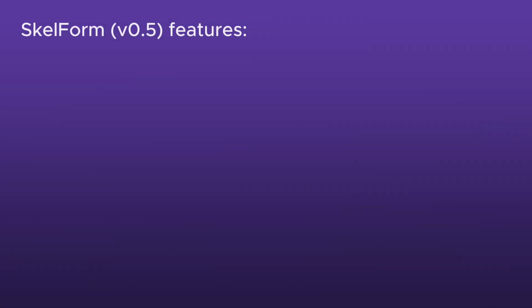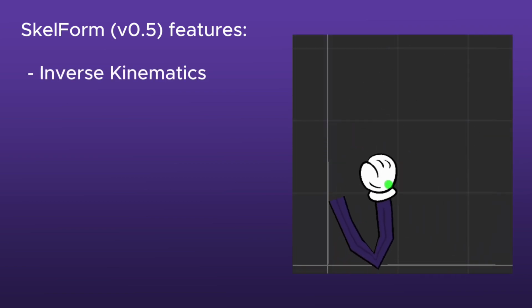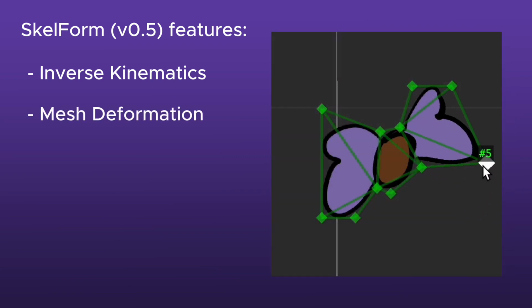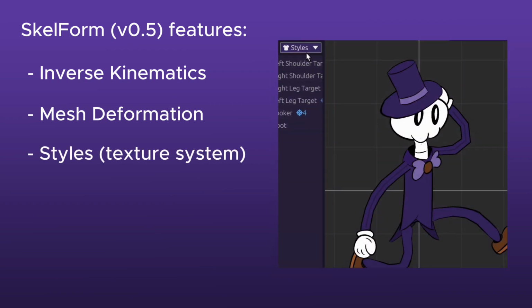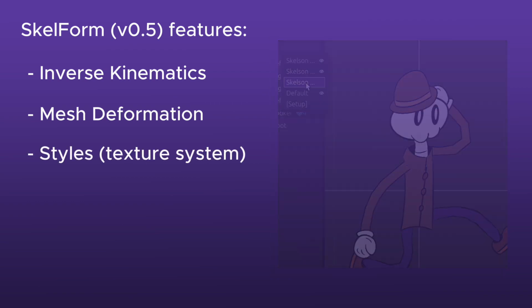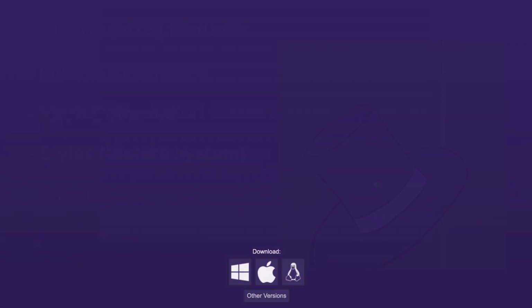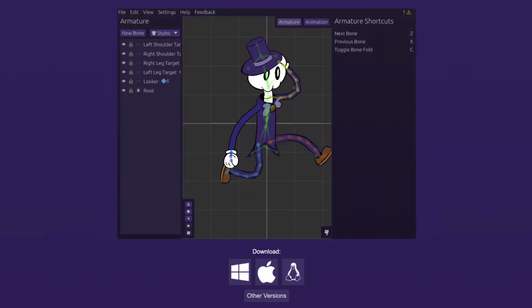But what features does SkelForm support? As of making this, SkelForm has inverse kinematics with clockwise or counterclockwise constraints, mesh deformation with bind and weight support, as well as pathing binds, styles, a mix and match texture system, and some basic physics. All of this is possible within the editor, which you can download for Windows, Mac, and Linux. Or you could use it online. It's functionally the same as downloaded versions.